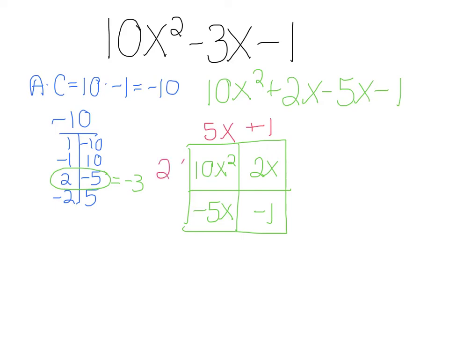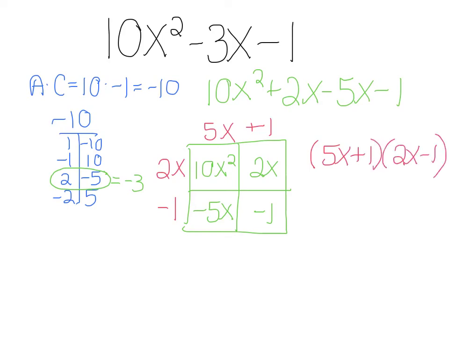So you can pull out a 2x. And in the second row, we've got negative 5x and negative 1. Nothing's common, but this first term, this leading coefficient, is negative. So instead of pulling out a positive 1, I'm going to pull out a negative 1. And this is going to give us 5x plus 1 times 2x minus 1.